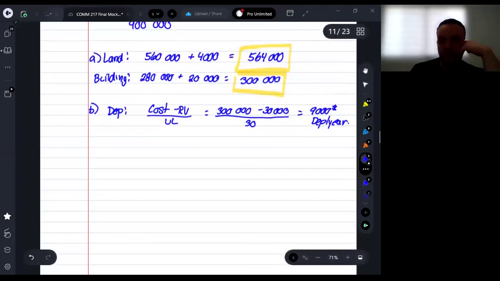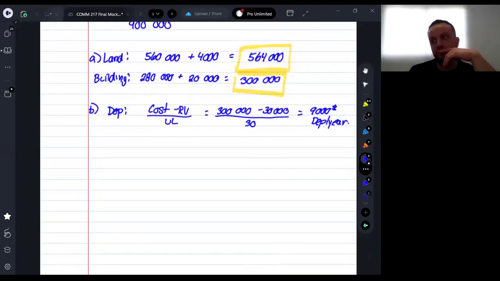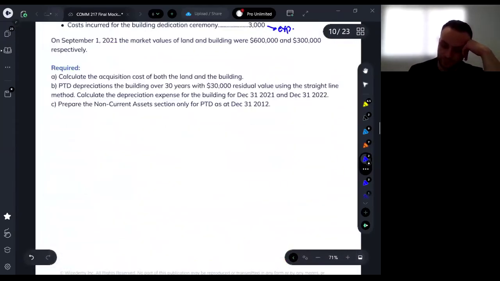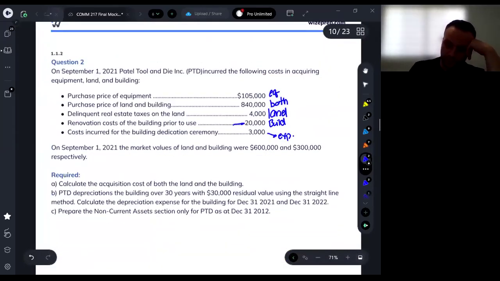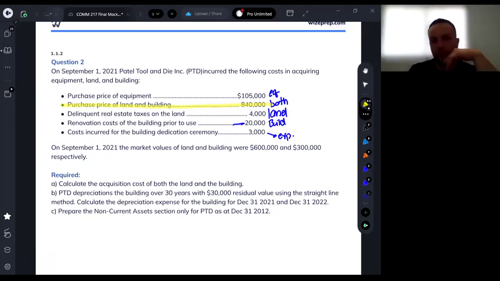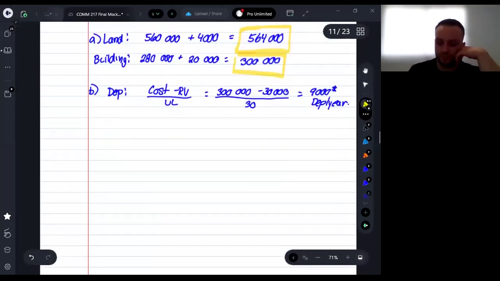I have a question. Where did you get the 840,000 for the land and oh, never mind. I see. Price of both. Okay.